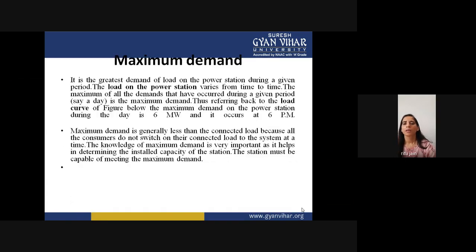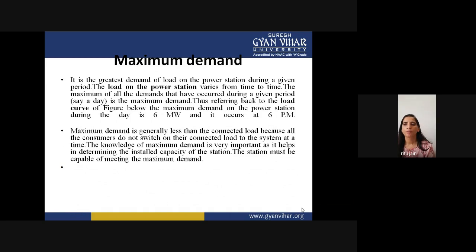Next we come to maximum demand. It is the greatest demand of load on the power station during a given period. The load on the power station varies from time to time. The maximum of all the demands that have occurred during a given period is the maximum demand.